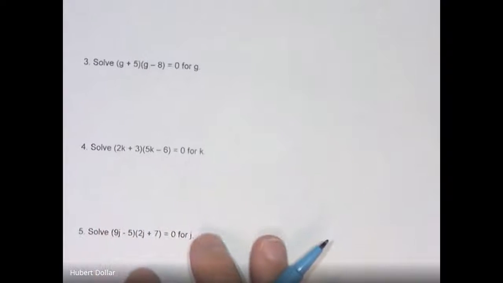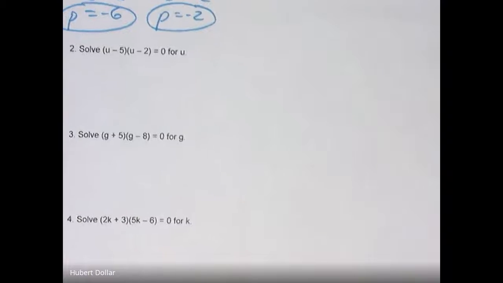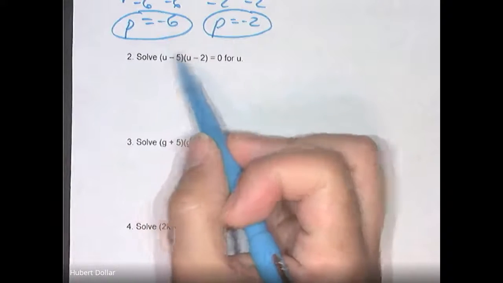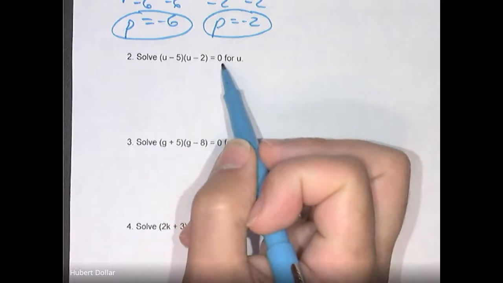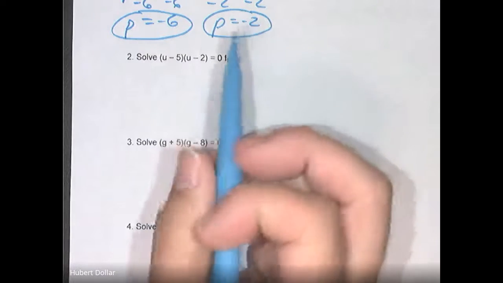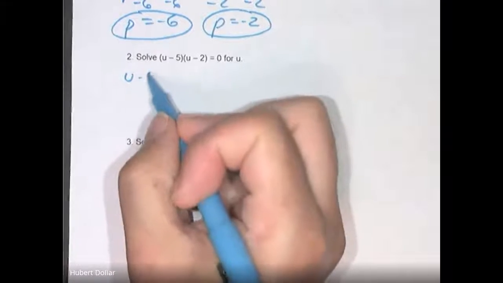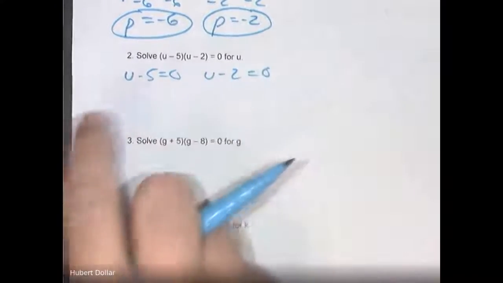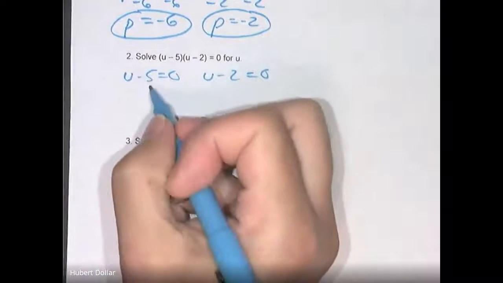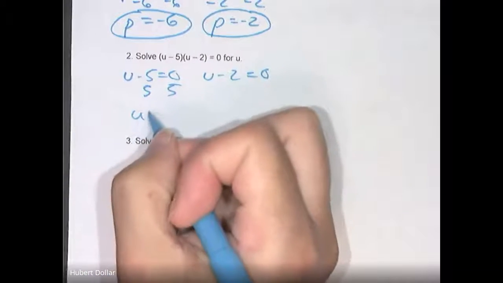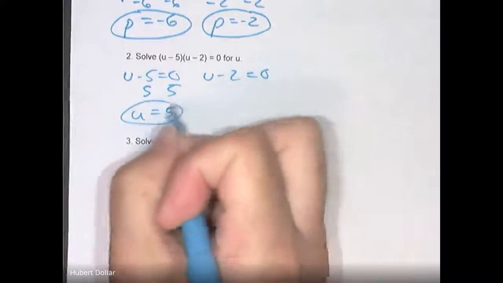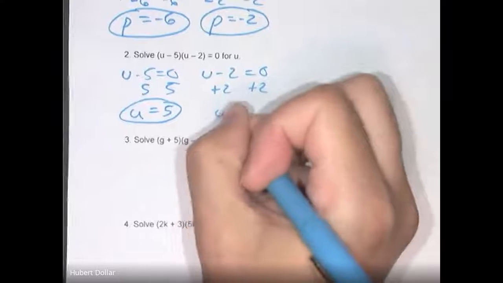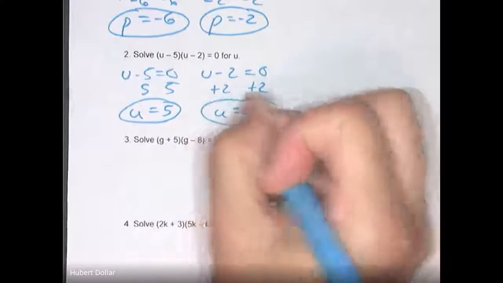So, in this next problem, you're multiplying u minus 5 and u minus 2, and the result is 0. The zero product property says that either u minus 5 must be 0, or u minus 2 must equal 0. The opposite of subtracting 5 is to add 5, so u equals 5. The opposite of subtracting 2 is to add 2, and u equals 2.